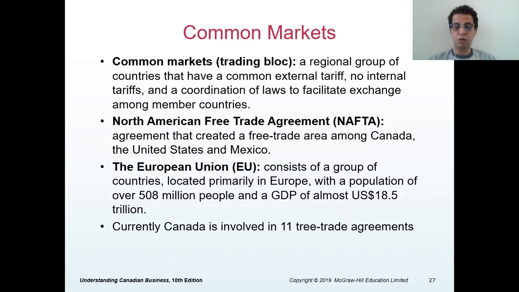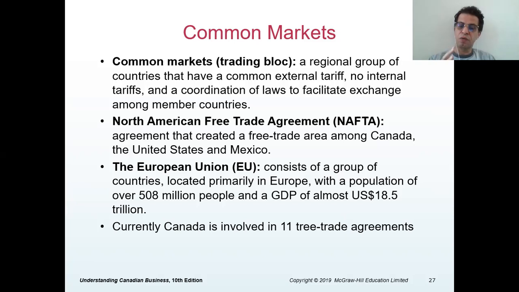I wonder why they don't mention Chile a lot. And then you have the European Union, which consists of a group of countries located primarily in Europe with a population of 508 million people and a GDP of almost $18.5 trillion. They don't have rules and restrictions between their countries, but for one bloc, they do that.